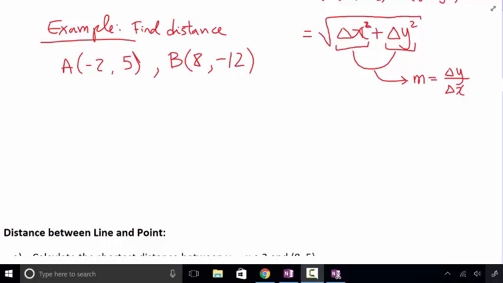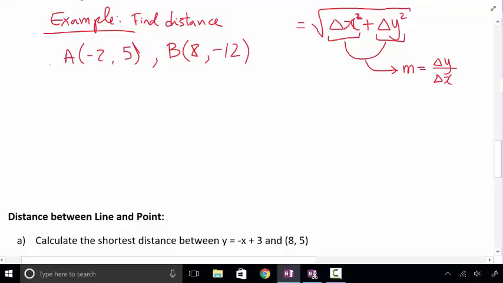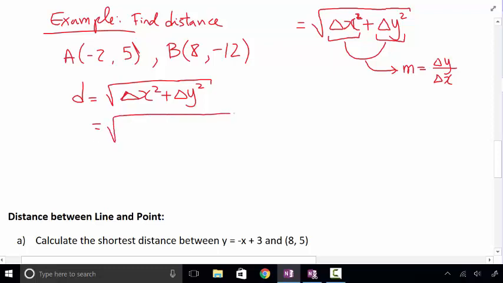It's a 2. Okay, so try to find the distance between A and B here. So it's D equals the square root of delta x squared plus delta y squared. Okay, so what I'm going to do here now is plug in my numbers. Really, it doesn't matter which x you put first, but do keep it consistent. So I'm going to start with this x here. So give me -2.